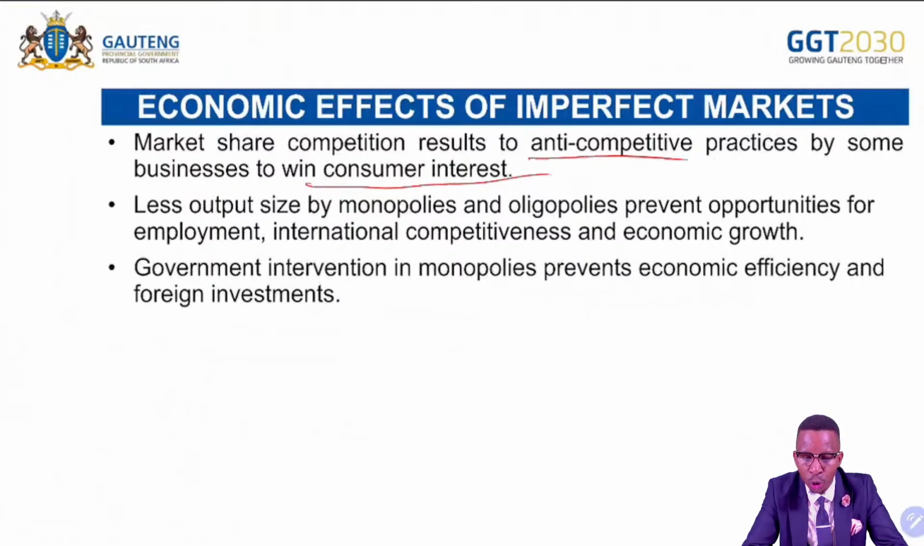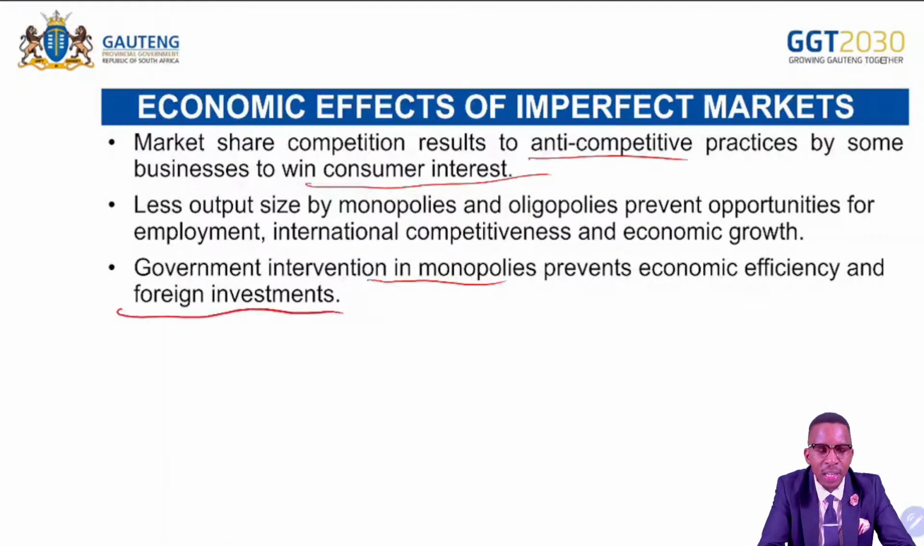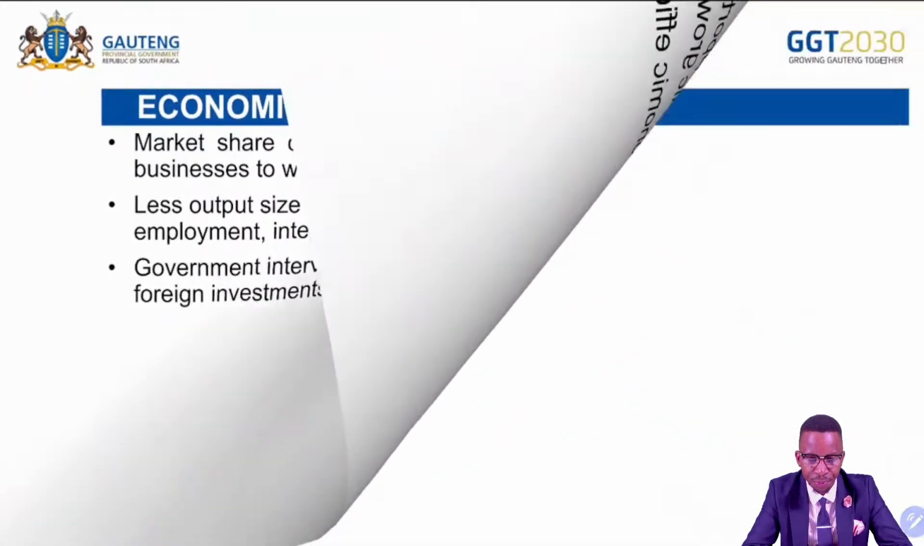Government intervention in monopolies prevents economic efficiency and foreign investments. We know that if ever the government intervenes in monopolies, that will simply compromise the market efficiency and economic efficiency. Remember, once the government decides what to produce, how and for whom to produce, that will mean other firms will find it difficult to enter the market because of barriers to entry that are protecting that particular business. So in that case, the market efficiency and economic efficiency will be compromised. Also, that will be discouraging foreign investors from bringing their investments into the country, because they are not willing to invest in a country where there is too much government intervention.